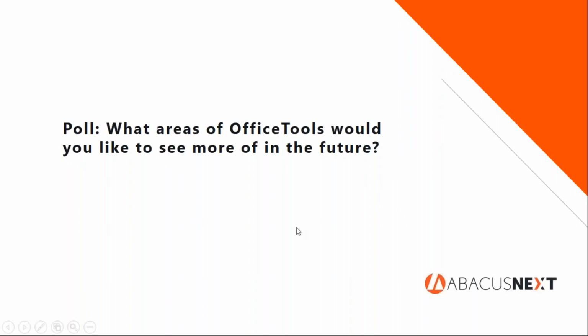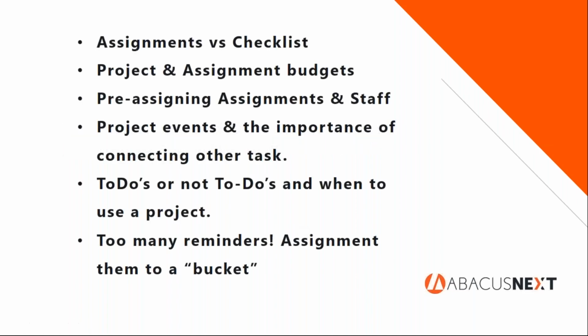So a couple of things that we're going to talk about today in relation to projects and tips and tricks-ish stuff are going to be assignments and checklists. We're going to talk about some budgets. Pre-assigning work, pre-assigning staff. It's an important thing. It doesn't come up all of the time, but when needed, it can be very, very helpful. And also about project events.